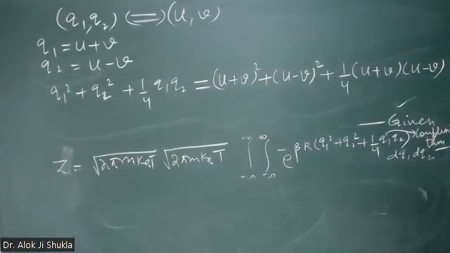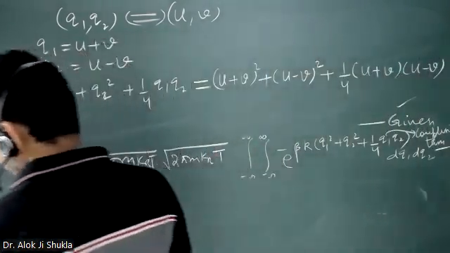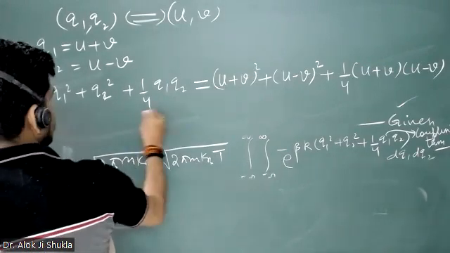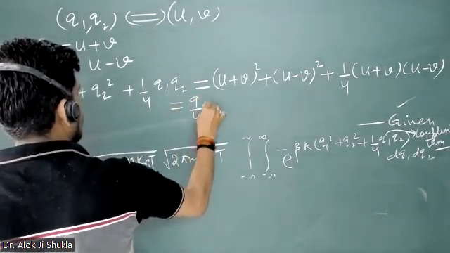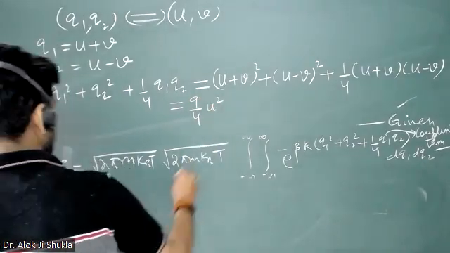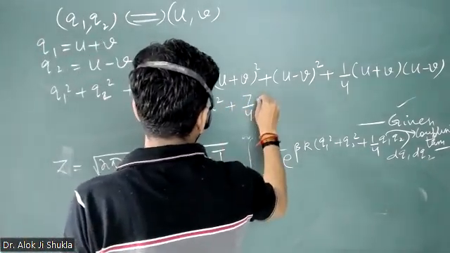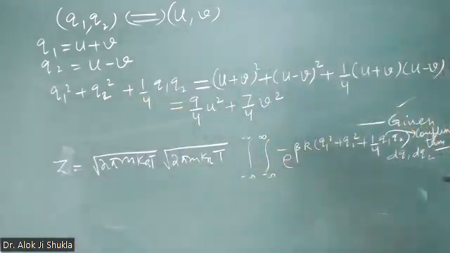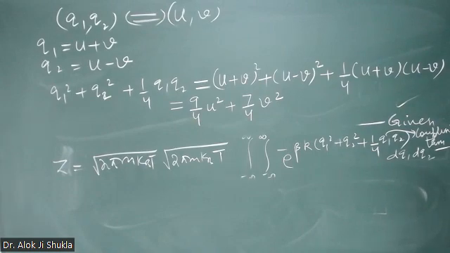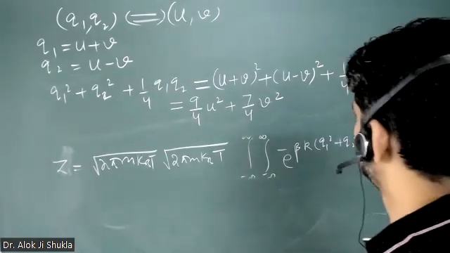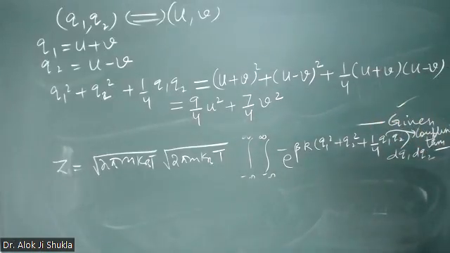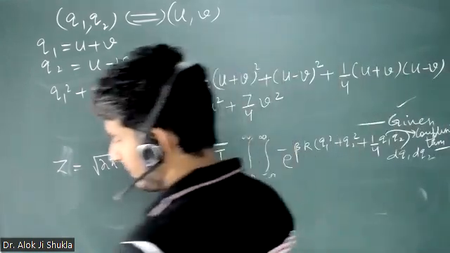ओके, ये बताओ कितना हो जाएगा? नाइन बाई फोर u स्क्वायर प्लस 7 by 4 v square. Check करो.